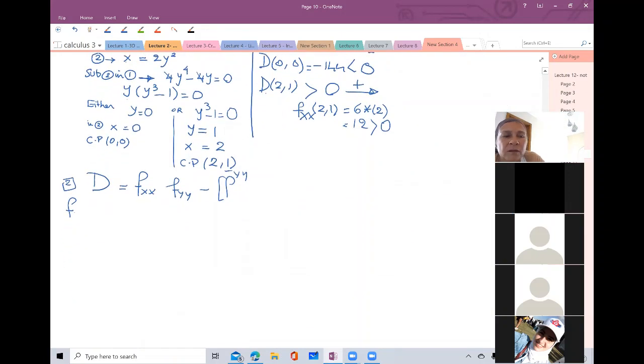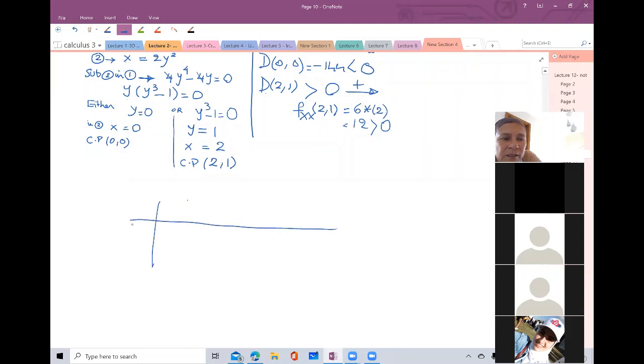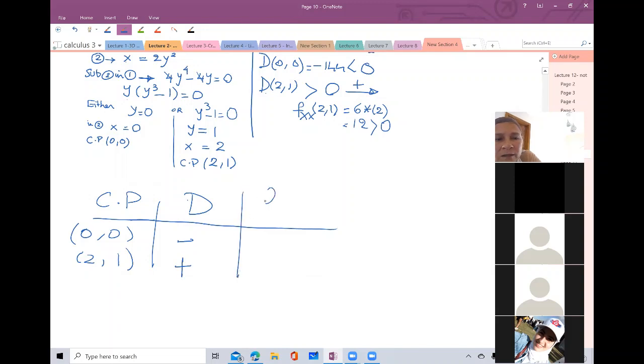Minimum. I could put the conclusion better in a table format, to gather all the information in one table. I'd say I have critical points, which were (0, 0) and (2, 1). I computed my D; I found that here it's negative and here it's positive. Then I'm going to look at my fxx, and this is my conclusion. Here it turned out to be a saddle point.